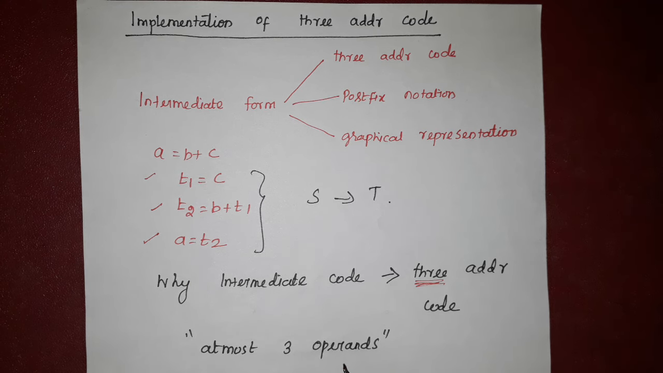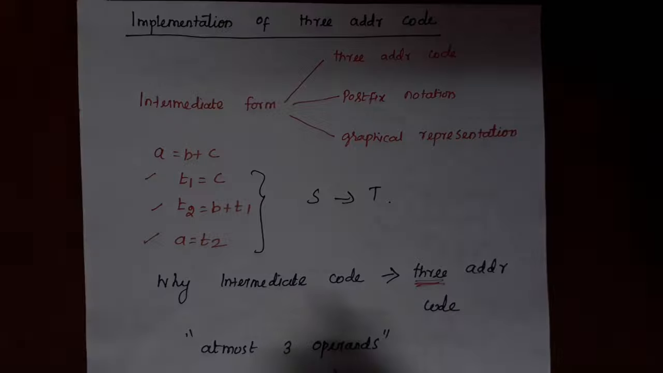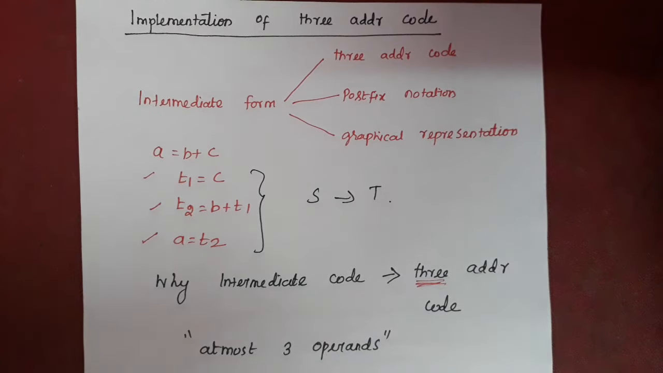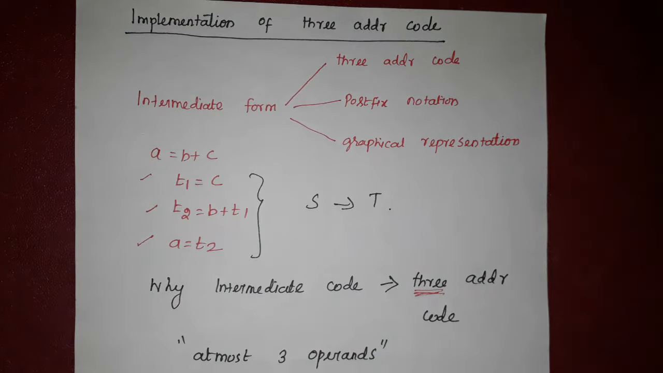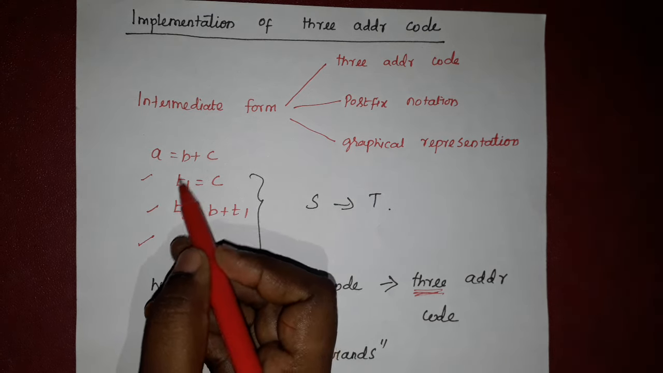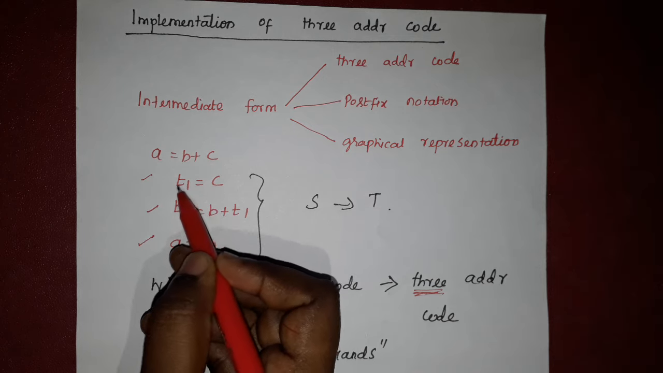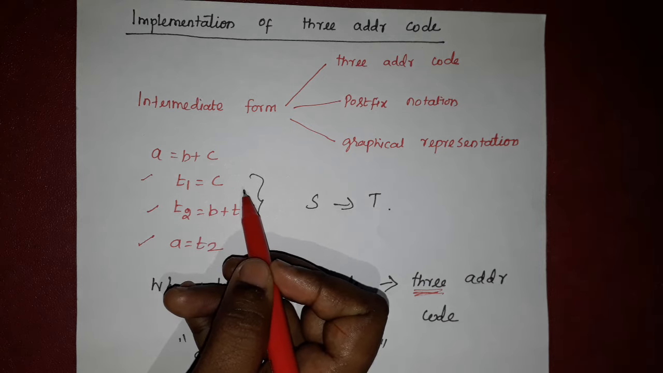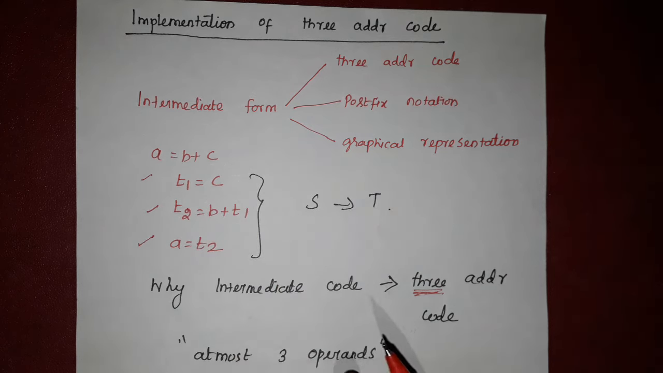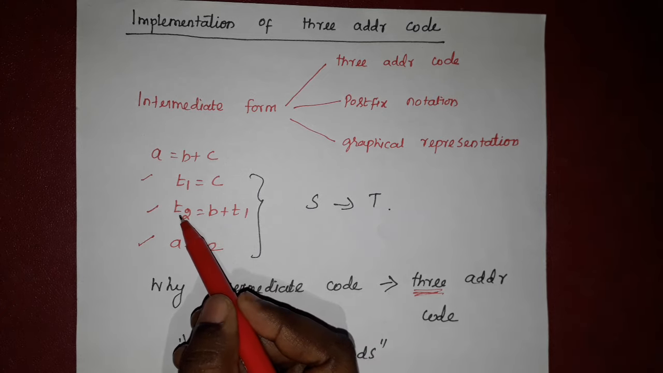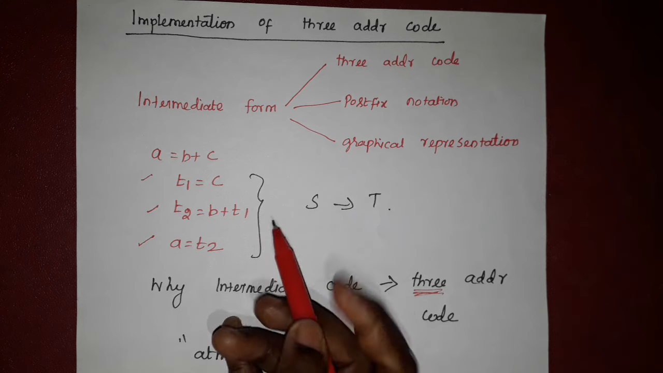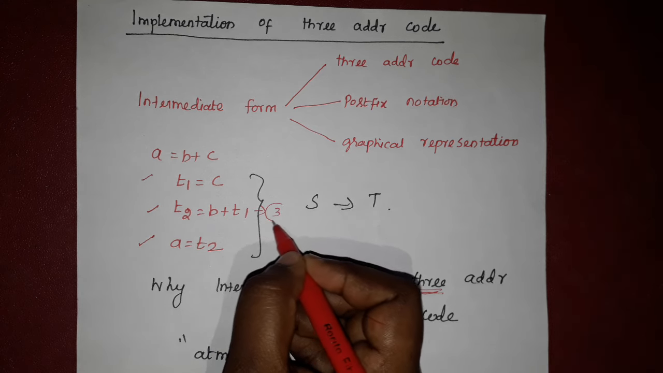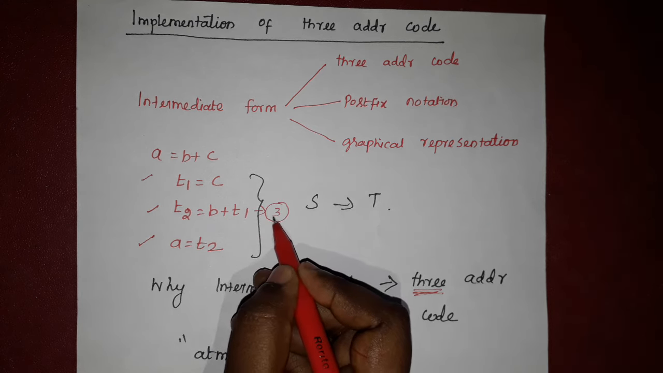It may be two operands, one operand, but it has at most three operands. See this expression consists of t1 is equal to c. Here t1 is one operand, c is one operand. So it has only two operands. The second expression is t2 one operand, b one operand, t1 one operand. So this statement consists of three operands. It has only three operands.